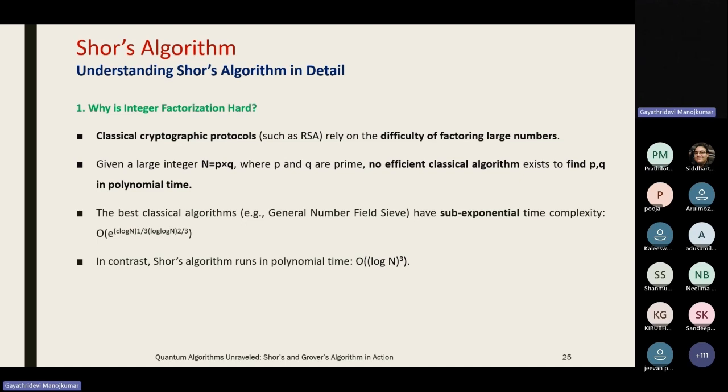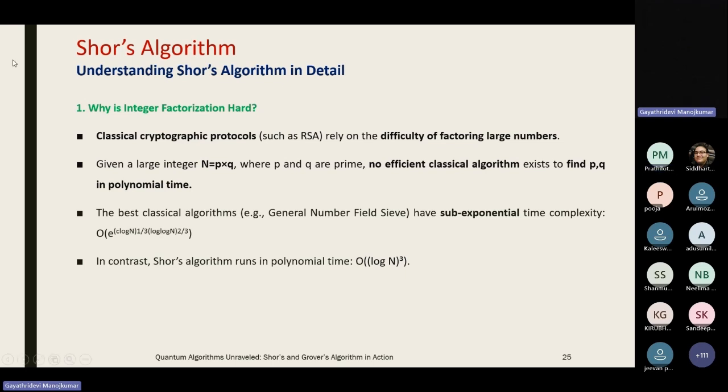The first thing is to see why integer factorization is hard. We need to first understand, as we already discussed, why it was hard, how the classical computer struggles, and how the quantum computer, with the help of superposition and entanglement, achieves it. It is quite difficult for a classical computer to factor a large number. That is the main issue in classical cryptography.